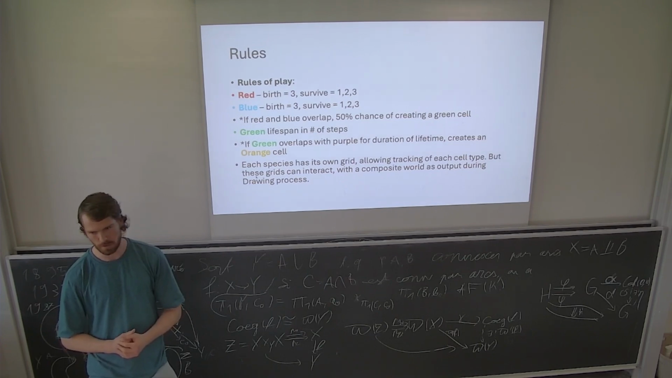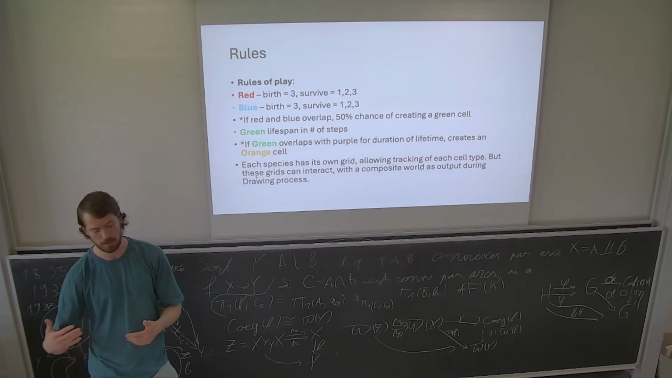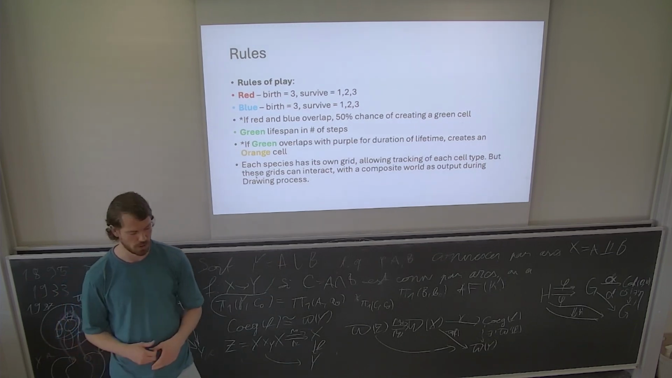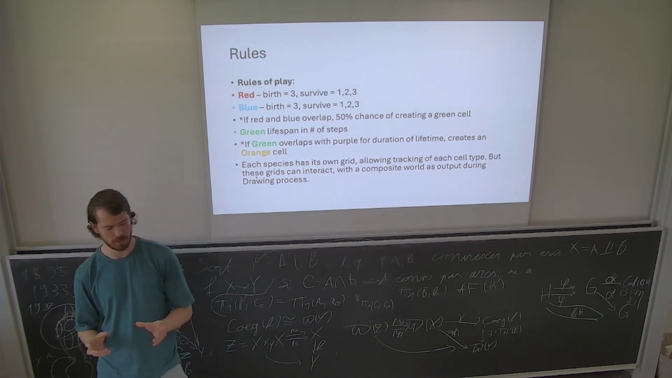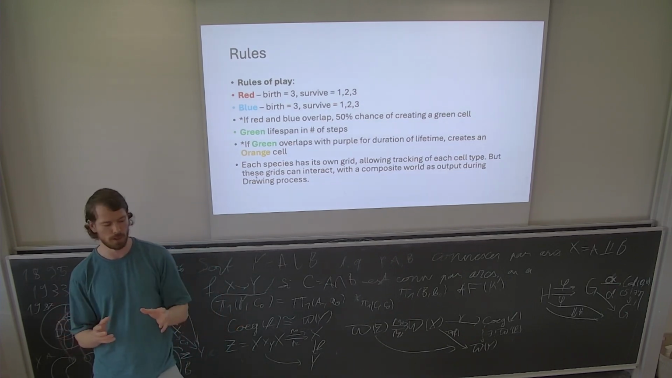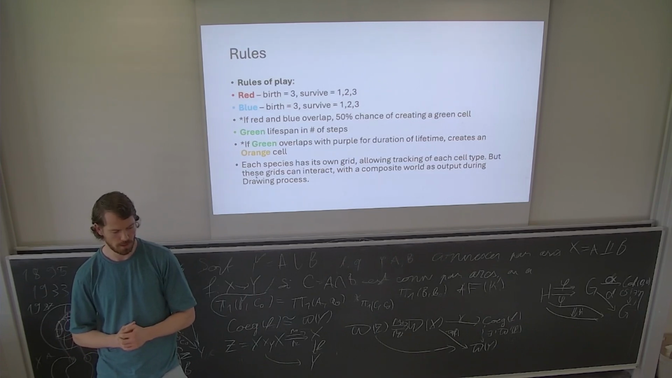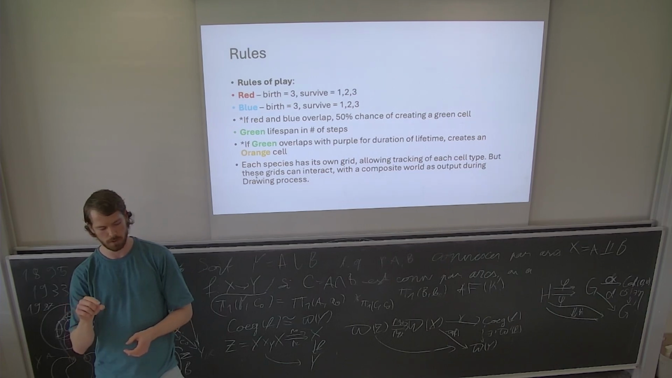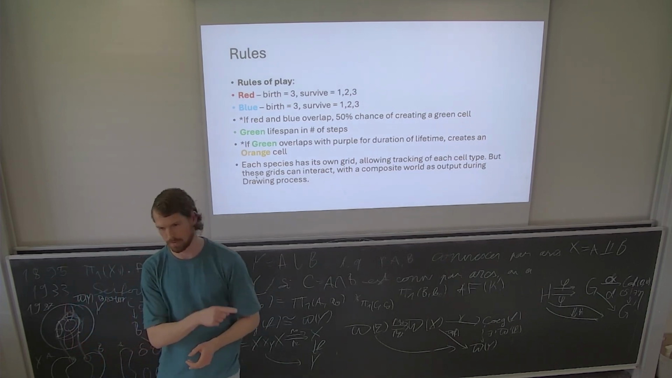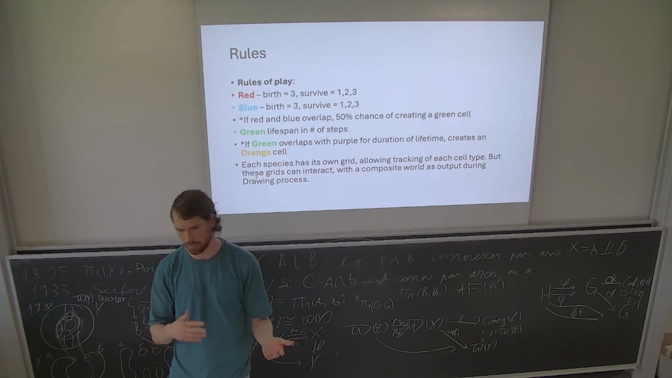And then the green moves randomly, up, down, left, or right. Its lifespan is in frames or steps, and you can change that parameter. Basically, if the green is within a purple area for the duration of its lifetime, it becomes the orange cell, which can then stick together. Additionally, if the green cells overlap with the purple squares, their lifetime resets, so it rejuvenates them.